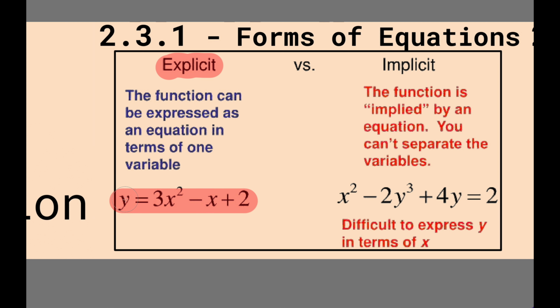Okay, y equals something, a function that can be expressed as an equation in terms of one variable. So in essence, you're solving for y. You can solve for y, you can get y on one side and x is on all the other. That's an explicit equation. Okay, an implicit equation, on the other hand, you cannot do that. Okay, the function is implied by an equation. You can't separate the variables. Okay, it's difficult to express y in terms of x for this particular one. You can't have it as y equals.